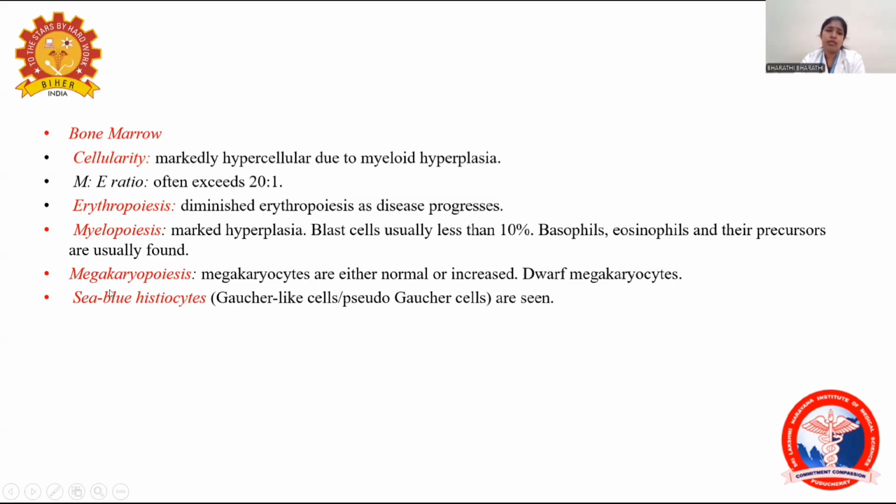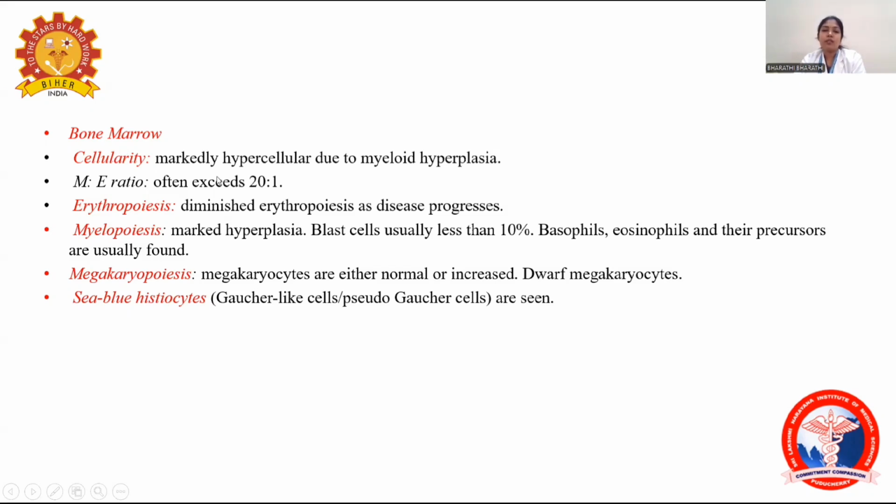One of the most important MCQ questions that will be asked is about sea blue histiocytes, which are otherwise called Gaucher-like cells or pseudo-Gaucher cells. These are nothing but histiocytes, that is, macrophages, which engulf all the lipids from the dead and degraded tissue. Upon staining, these histiocytes give a sea blue color. The cytoplasm will be sea blue in color. So this is the bone marrow finding.